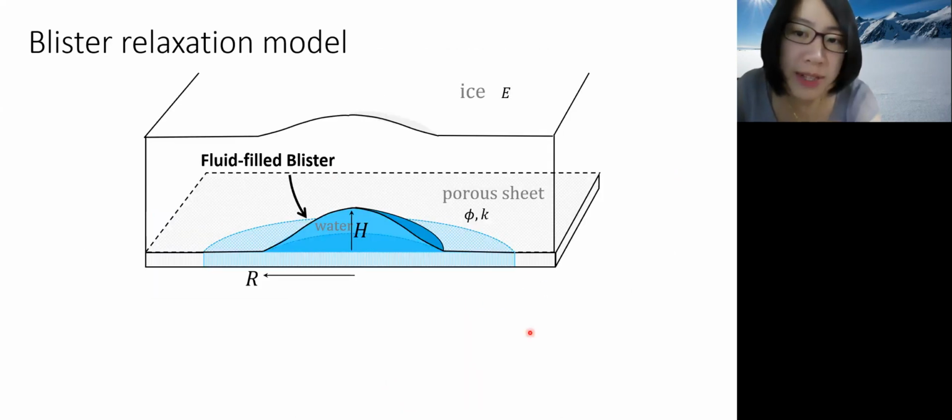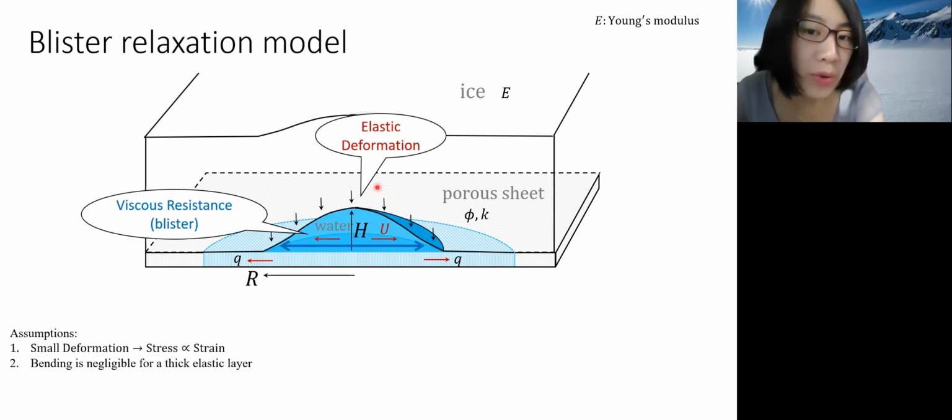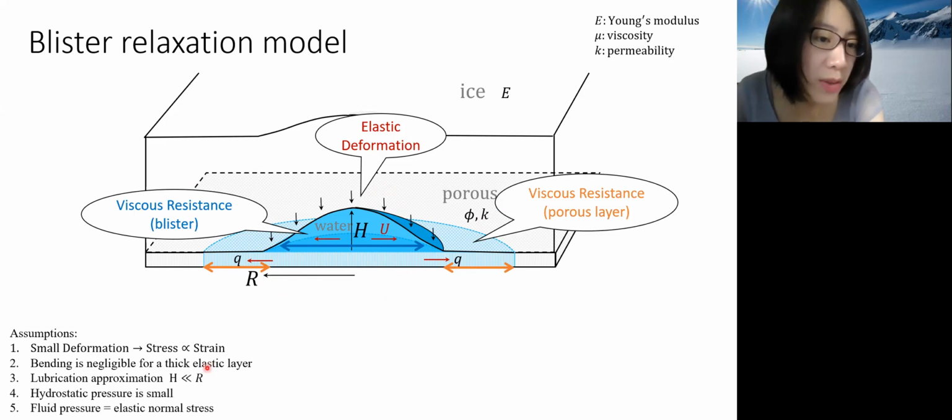So here is a fluid-filled blister beneath the elastic medium. The red arrows denote the water flow directions. Around the blister, there are elastic stresses caused by this vertical elastic deformation, which force the blister to relax. And along the water flow, there's viscous resistance in the flow, both in the blister and in the porous sheet. We also estimate that the hydrostatic pressure is small compared to the typical elastic stresses. Therefore, the relaxation is driven by this elastic deformation, but resisted by the viscous resistance in the water flow.